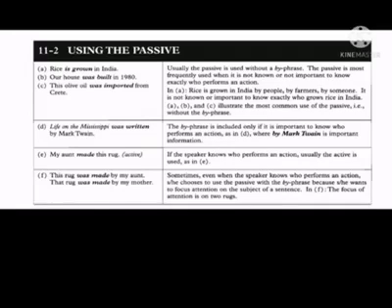My aunt made this rug. If the speaker knows who performs an action, usually the active is used, as in A. This rug was made by my aunt. That rug was made by my mother. Sometimes, even when the speaker knows who performs an action, she or he chooses to use the passive with the by phrase because she or he wants to focus attention on the subject of the sentence, and the focus of attention is on the two rugs.